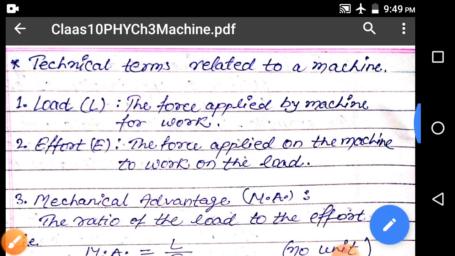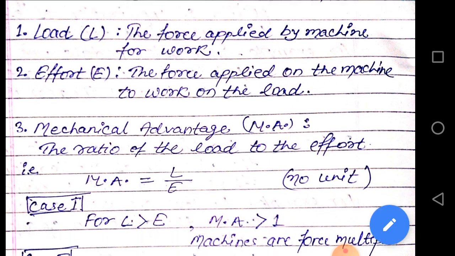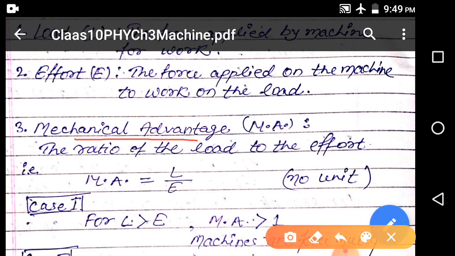Now the third point, mechanical advantage. In short we can write M.A. It is the ratio of the load and effort. MA equals load by effort, so MA equals L by E. You need to remember it like this. As this is a ratio, mechanical advantage has no unit.